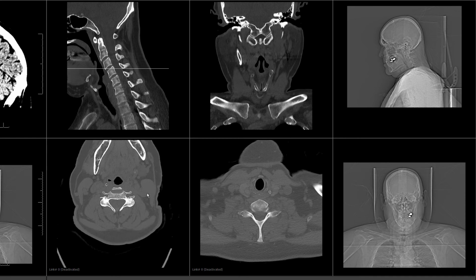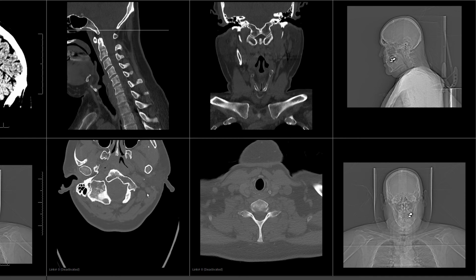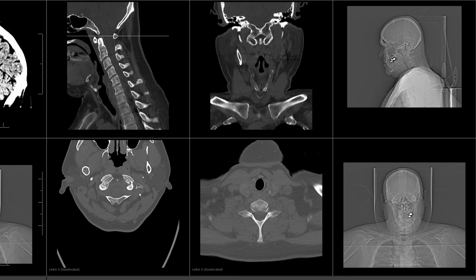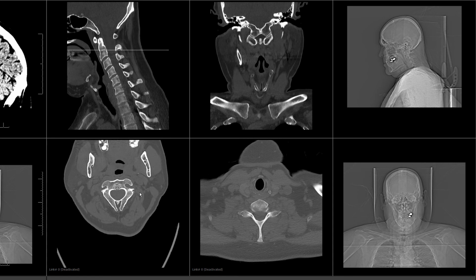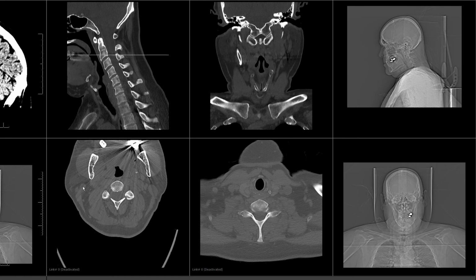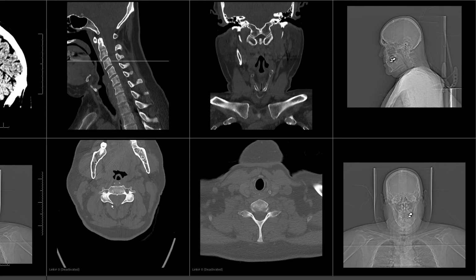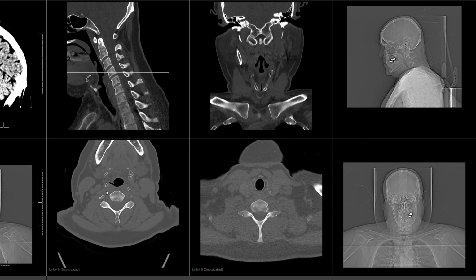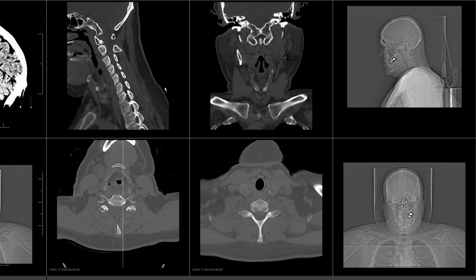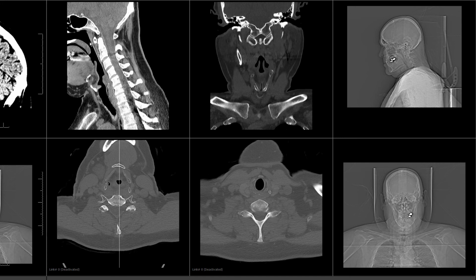Then I'll do the exact same thing in the axial plane. And as I'm scrolling up and down on the axial plane, I often look on one side and then the other, looking for transverse process fractures on the axial, facet fractures, and vertebral body fractures.